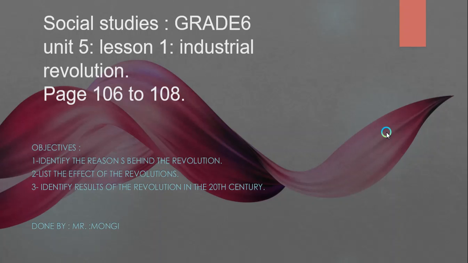So, for grade 6, today we're going to speak about Unit 5, Lesson 1, the Industrial Revolution, from page 106 to page 108. The objectives of our lesson: we're going to identify the reason behind the revolution, list the effects of the revolution, and identify the result of the revolution in the 20th century.